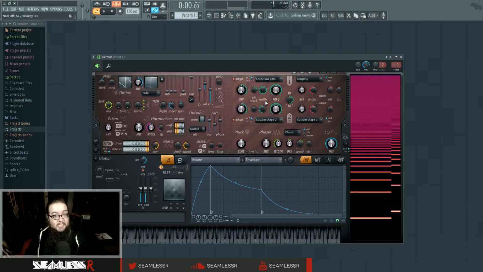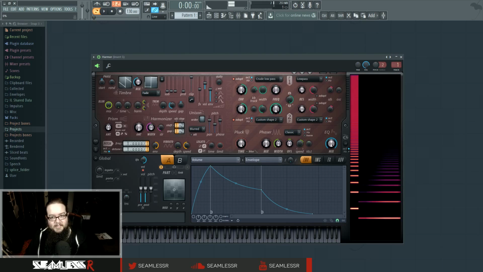Why? We get a saw wave. A square wave in this case. It'd be a saw wave if I actually kept it on the saw wave. Come on. There it is.